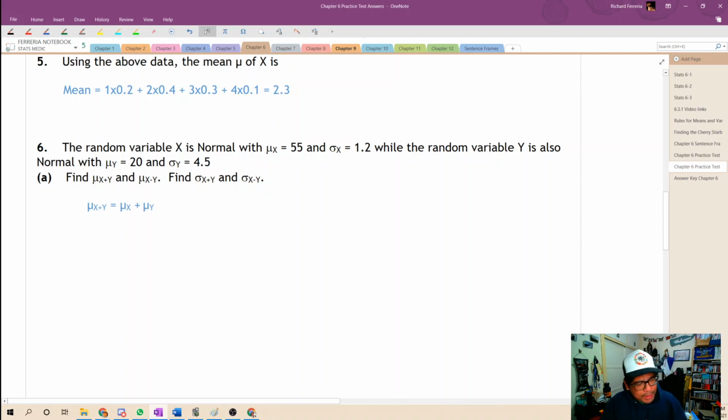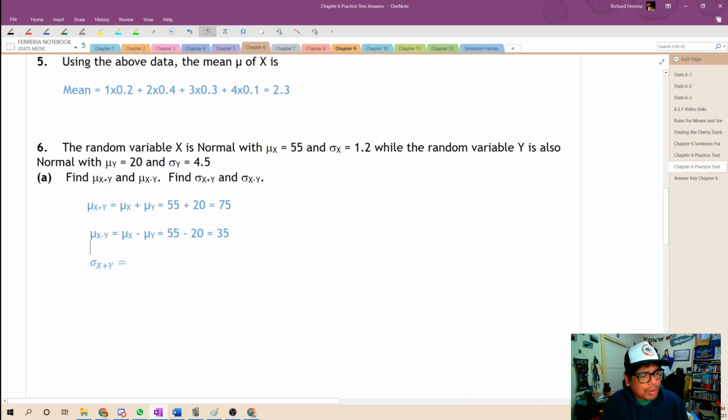So the mean of x plus y is just the mean of x plus the mean of y, which is just 55 plus 20, or just 75. Similarly, the mean of x minus y is equal to the mean of x minus the mean of y, or 55 minus 20, or just 35.